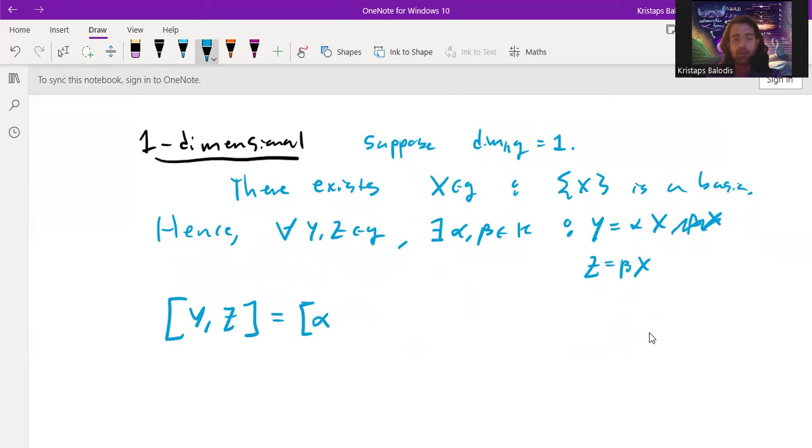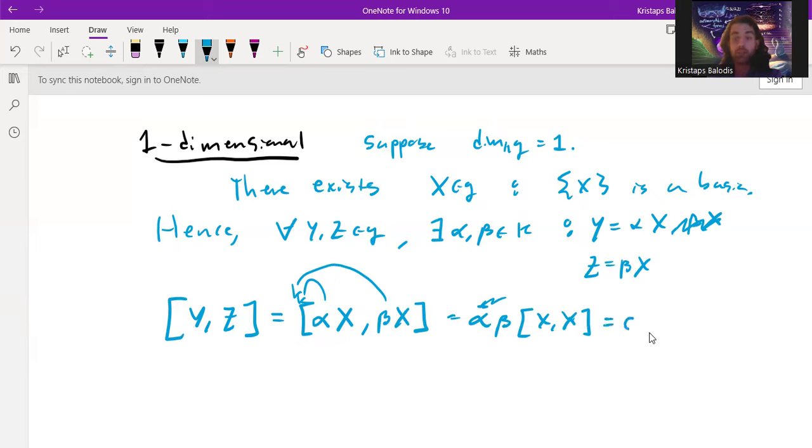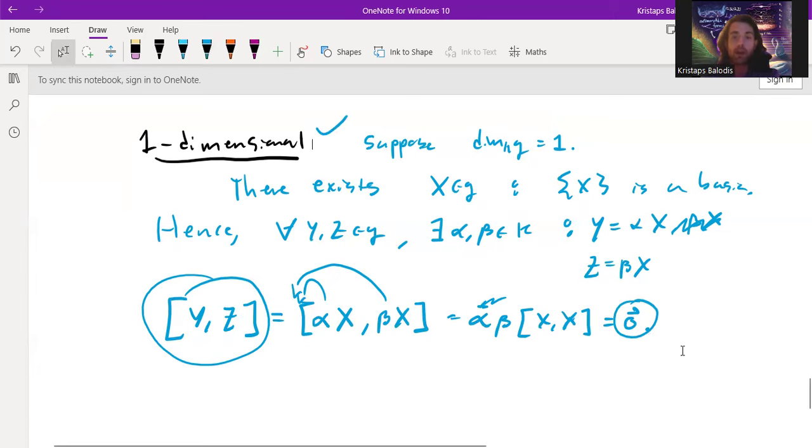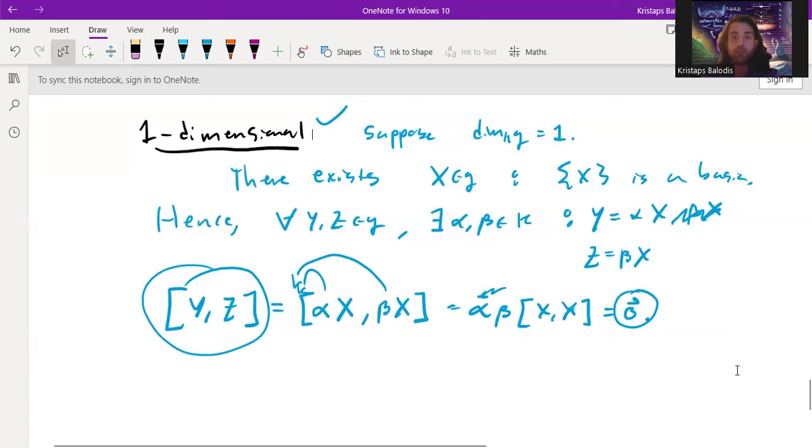well, that means that this is the bracket of alpha x and beta x. But the bilinearity says I can pull this scalar out in front, and I can pull this scalar out in front. So I get alpha beta times x bracket x, but my basic theorems on Lie algebras tell me that x bracket x has to be 0, the 0 vector. So this whole thing is just the 0 vector. So in other words, any pair of arbitrary elements in this Lie algebra has Lie bracket 0, and therefore there's a unique one-dimensional Lie algebra.